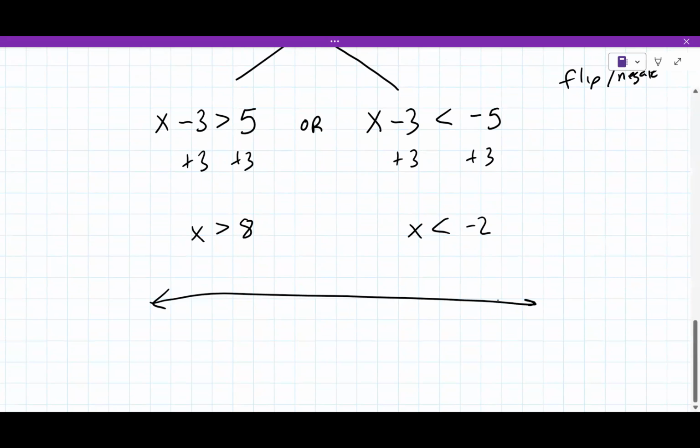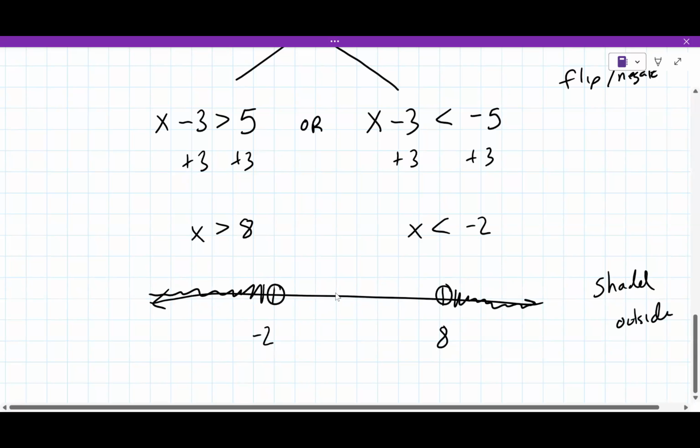Let's just say, oh, it does say to graph. I'm sorry, we can go back and graph the other one. Let's just say that's -2 and that's 8. Open circle, less than -2 means to the left, greater than 8 means to the right. So this is what I meant by outside. It's shaded outside. Any questions on that?